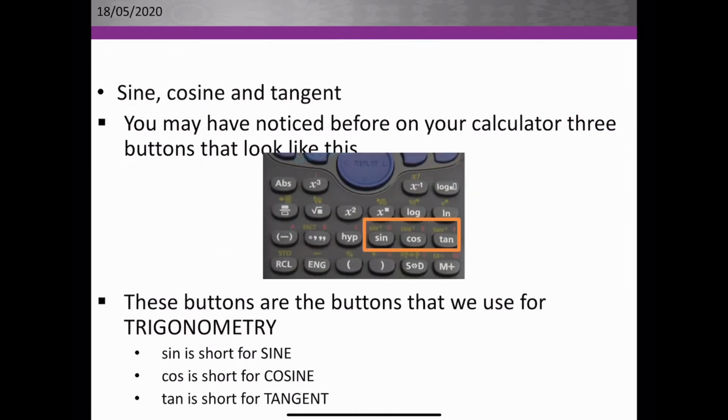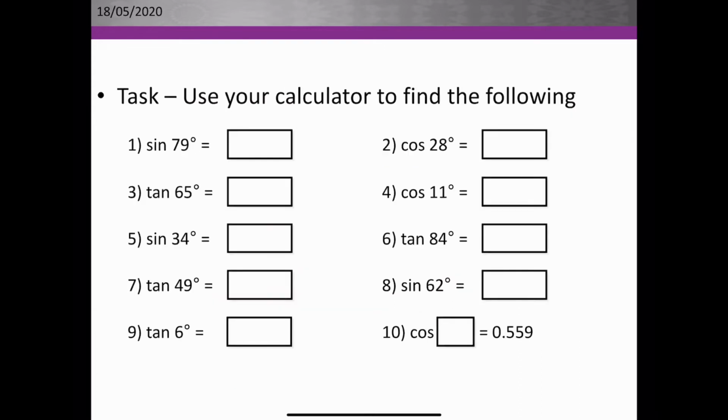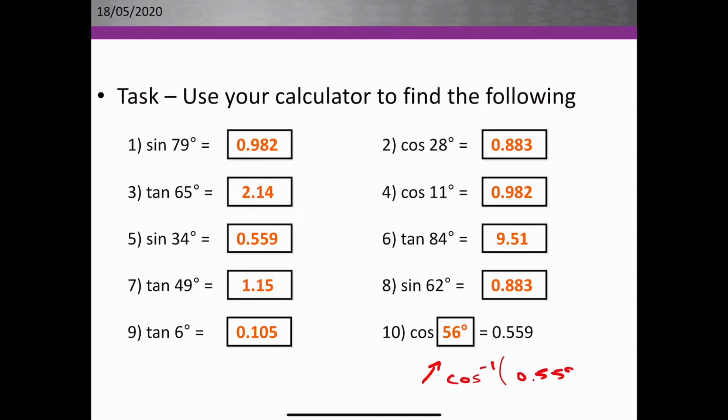So these are the three ratios that we're going to be using in the calculator: sine, cos, and tan. If you want any practice, you probably have used this before in Year 9. Just simple practice. Pause the video if you think you want to try any of these. And here are the answers. This is what you should have. For this one here, the way to get this would be cos minus 1 of 0.559, if anyone's asking, and that would give you 56.